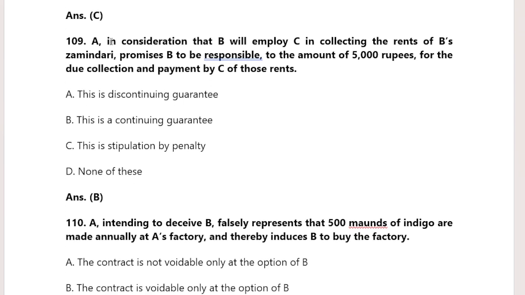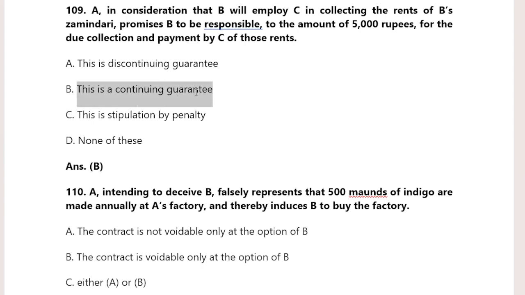And another question is: A, in consideration that B will employ C in collecting the rent of B, promises B to be responsible to the amount of 5,000 rupees for the due collection and payment by C of those rents. Option A, this is a discontinuing guarantee. Option B, this is a continuing guarantee. Option C, this is a stipulation by penalty. Option D is none of these. The right answer is option B, this is a continuing guarantee.